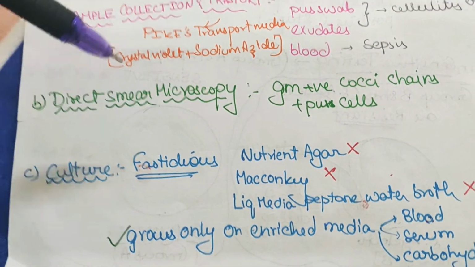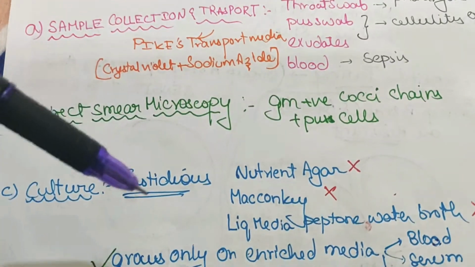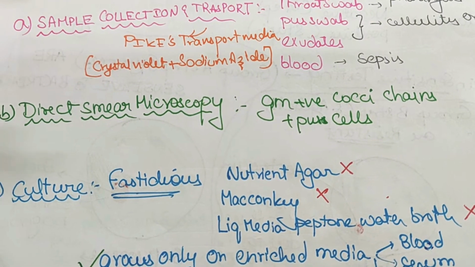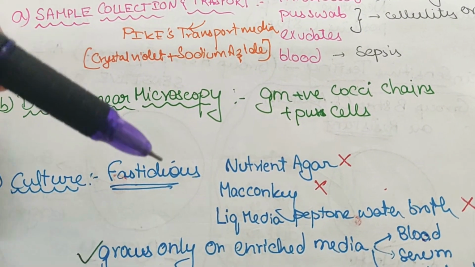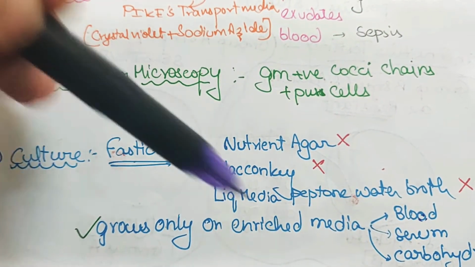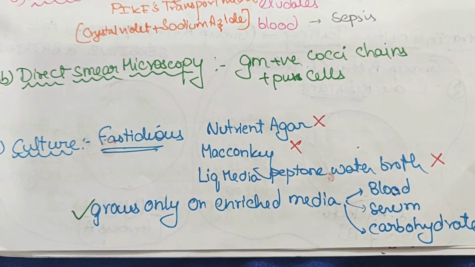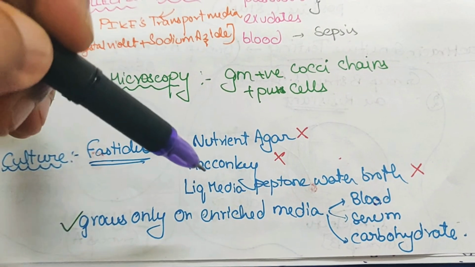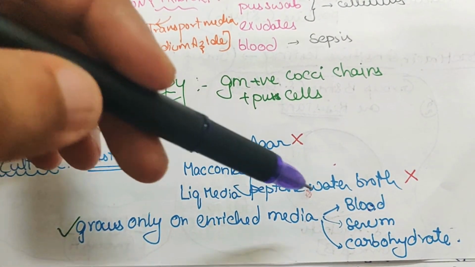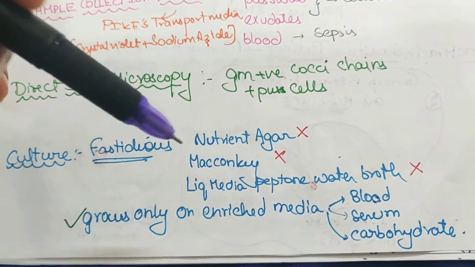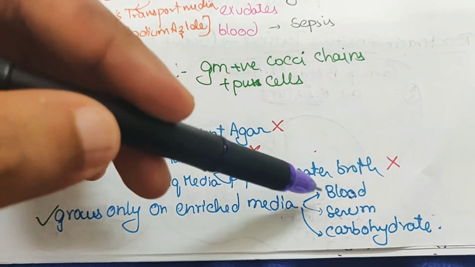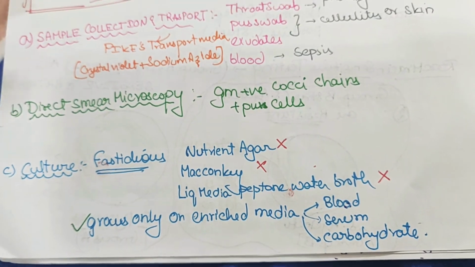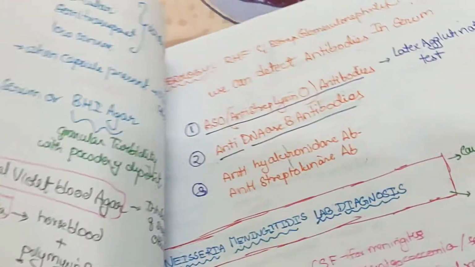In culture, we should remember Streptococci is a fastidious organism, which means it does not grow easily. It requires a special medium called enriched media. So it does not grow in normal media like nutrient agar, MacConkey's agar, or liquid media like peptone water broth. It does not grow here. In enriched media like blood agar, serum, and carbohydrate agar, it will grow.